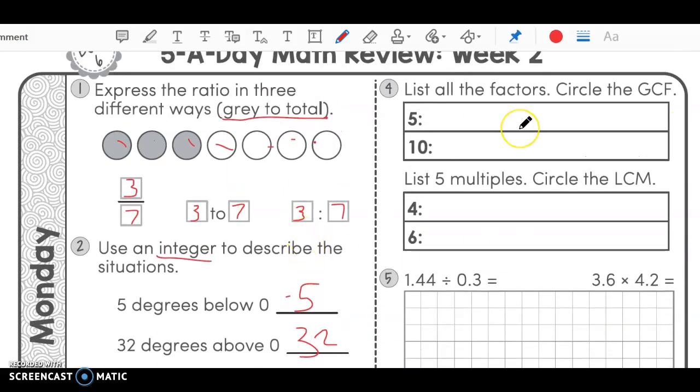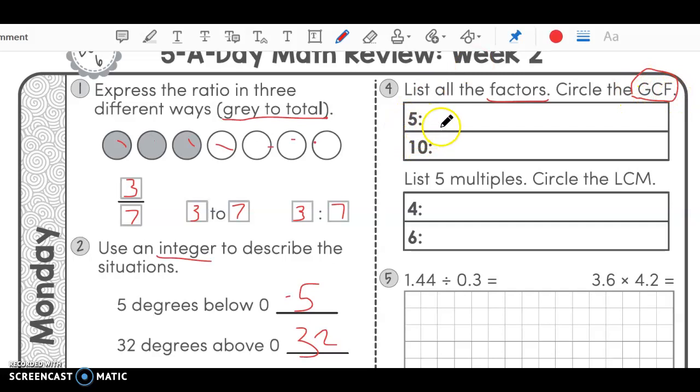So let's look at number 4. List all the factors, circle the GCF. Factors are something that make something. They are smaller. They will not get bigger than these two numbers. GCF stands for greatest common factor.